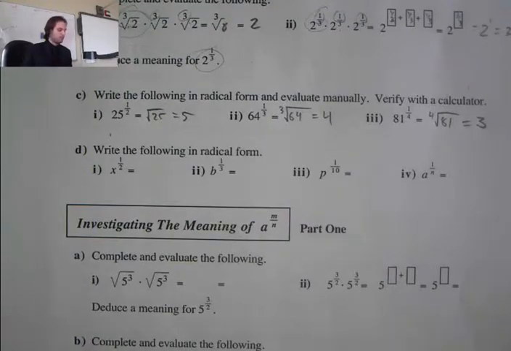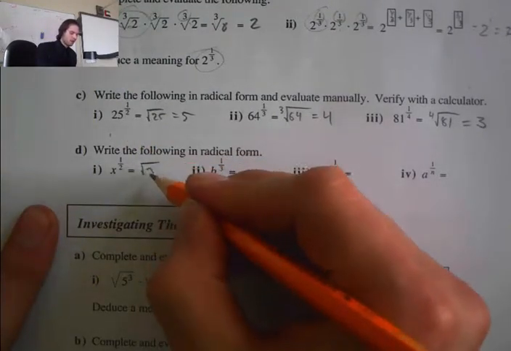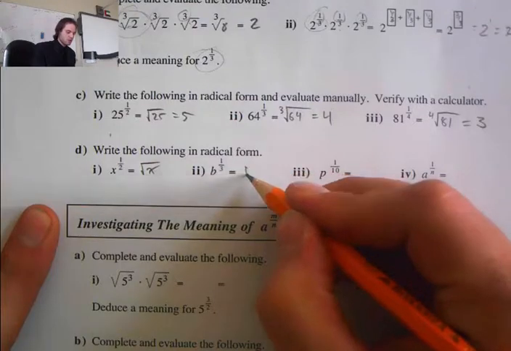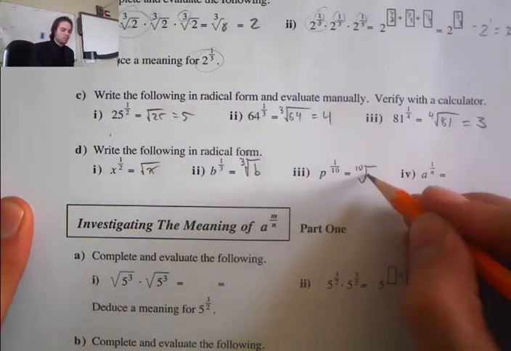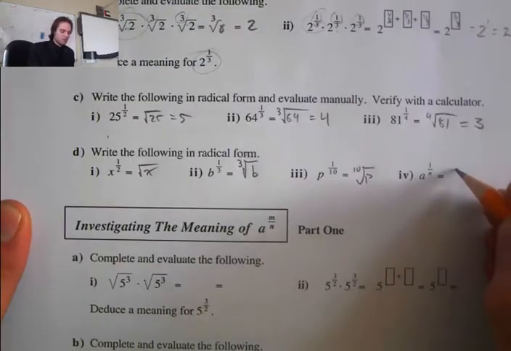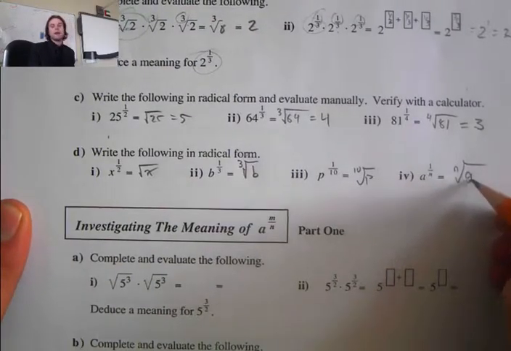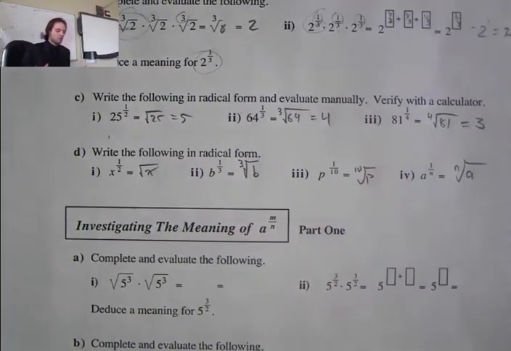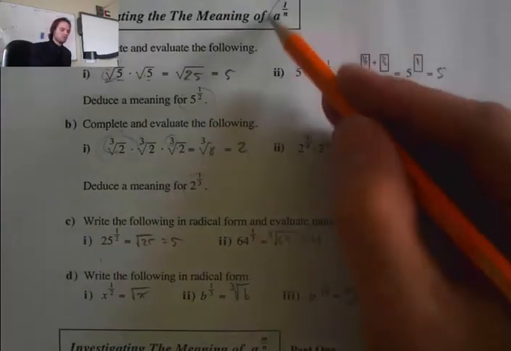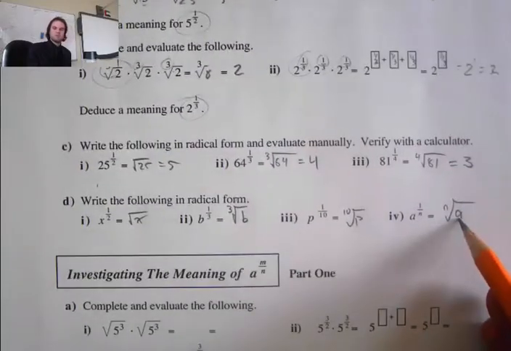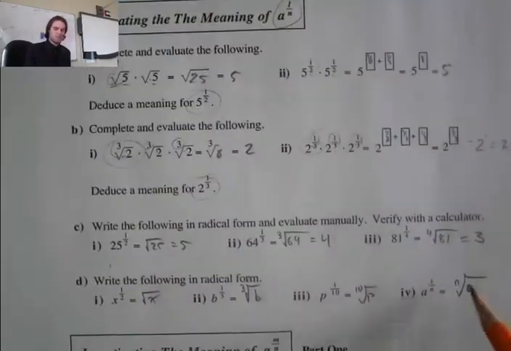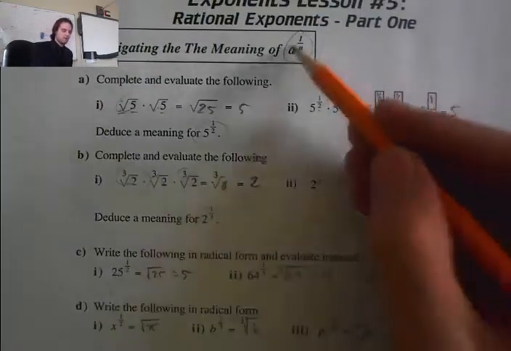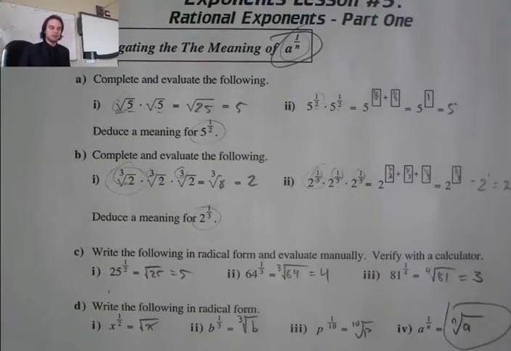Now, write the following in radical form. So we have algebra. This is just going to be square root of x. This here is going to be the cube root of b. This one here is going to be the 10th root of p. And this last one here is going to be the nth root of a. That's it. So, for fractions, if it's 1 over something, that's the same thing as the nth root. 1 over n, the nth root. Look how this and this relate.